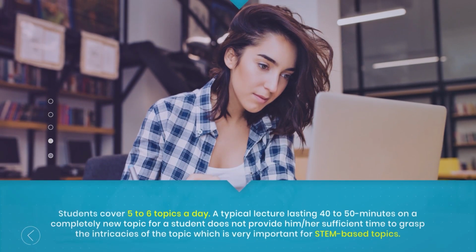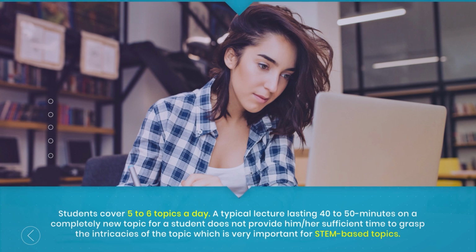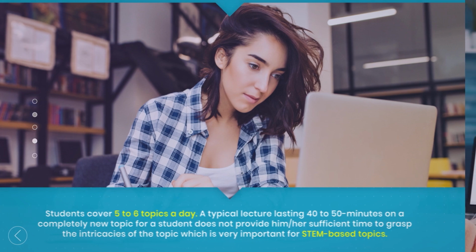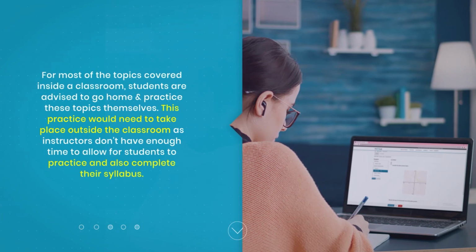Students cover 5 to 6 topics a day. A typical lecture lasting 40 to 50 minutes on a completely new topic does not provide a student sufficient time to grasp the intricacies of the topic, which is very important for STEM-based courses. For most of the topics covered inside a classroom, students are advised to go home and practice these topics themselves. This practice would need to take place outside the classroom as instructors don't have enough time to allow for students to practice and also complete their syllabus on time.